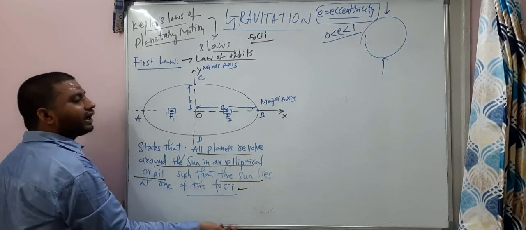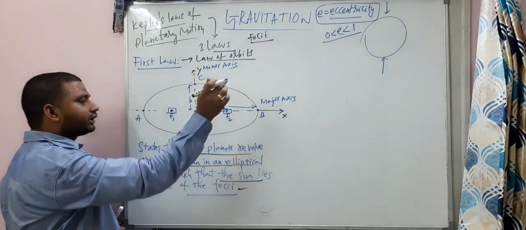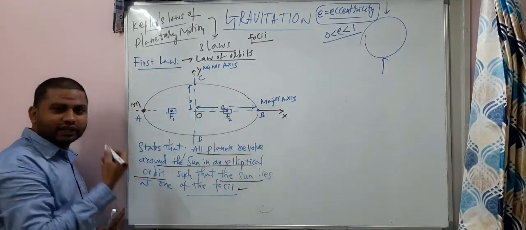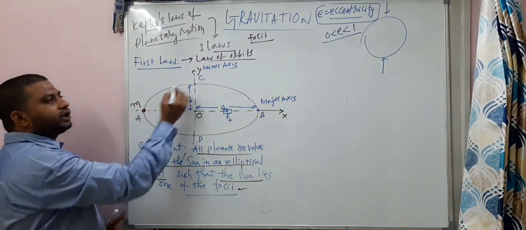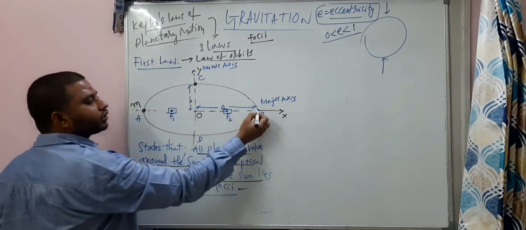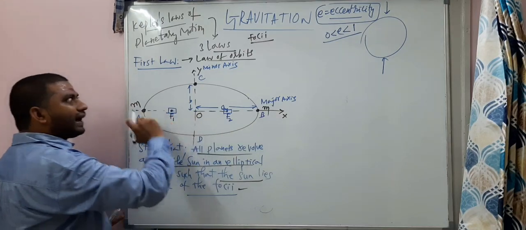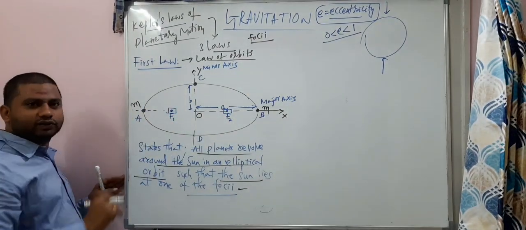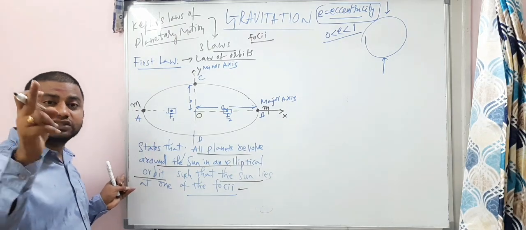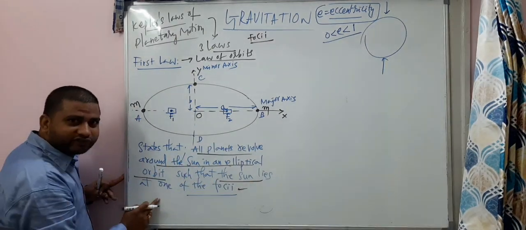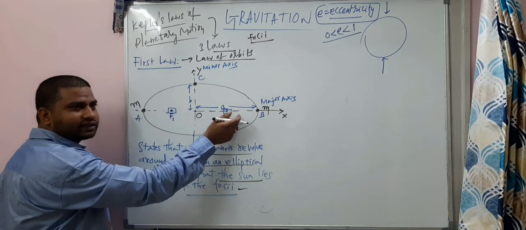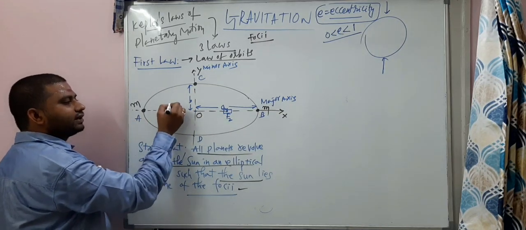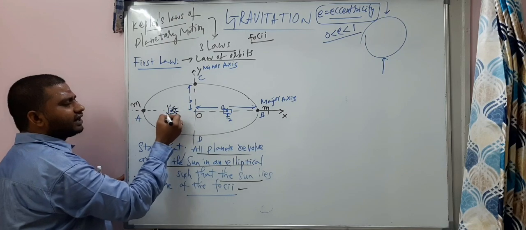one of the foci. The sun lies here or here. For example, a particle of mass m is revolving from point A to point C to point B, right? The planet is revolving around the sun. The sun will not stay at the middle, my dear students. According to Kepler's first law, the sun lies at one of the foci, that may be here or here. And let's imagine this is the position of the sun.